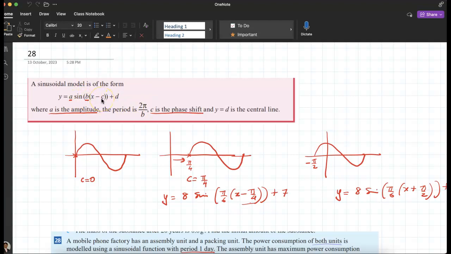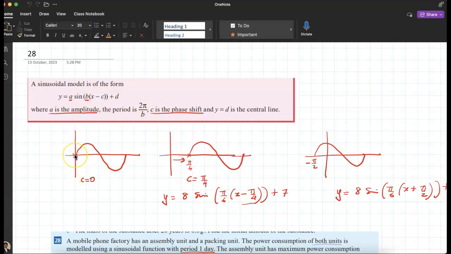C is the phase shift. Now this is a tricky thing to do, which I'll be explaining here. And D is max plus min divided by 2. D is your midpoint basically, the midline. Now your C is the phase shift.